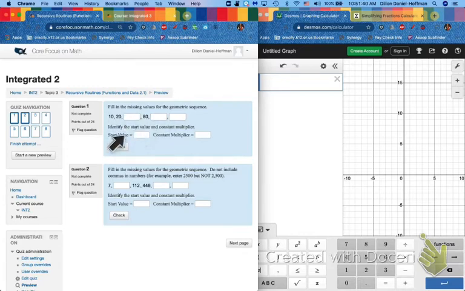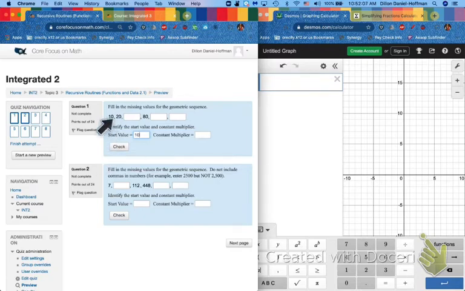Our start value is always the first number on the left. And sometimes we'll have to solve for that. But the very first number here, like 10, that's my start value. So you can start by typing in the value that you see on the left. Then we need to figure out our constant multiplier. 10 times what is 20? You might have already filled this in. You might be screaming it at the computer. But in case you don't know, here's what you do.